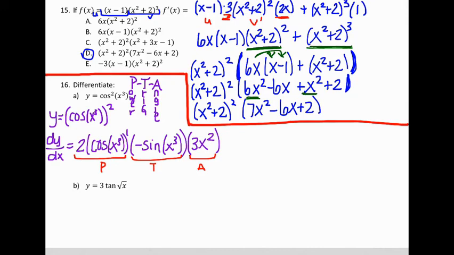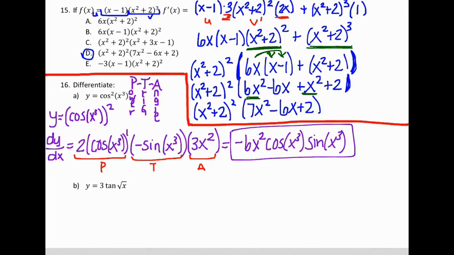Just for practice, if I needed to simplify this, the only things that multiply together here are the 3x squared. This is like a negative 1 and the 2. So I would be able to rewrite this as negative 6x squared. Then we can put the cosine x cubed, but I don't need that first power anymore, so I'm going to drop that out. And the sine of x cubed, and we took care of that negative sign by multiplying it to the first term. So simplified, this is our derivative, although we don't have to do that unless it's multiple choice.